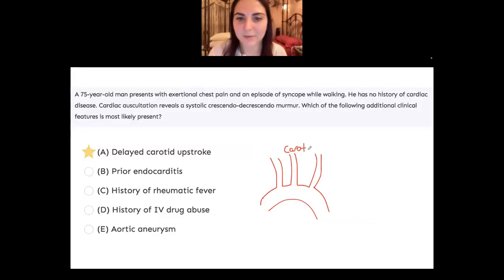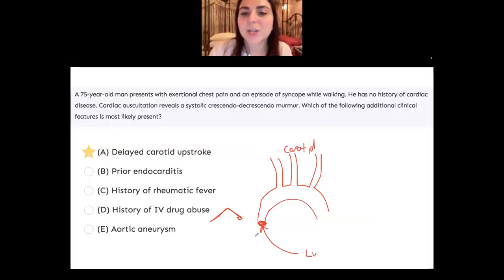So let's just do this one as carotid. So this is your carotid. It's one of the branches of the aorta. Here is your aortic valve down here, and it's stenotic. So blood's trying to come through here, but it takes a little bit longer to push this open. That's what that crescendo decrescendo is. The crescendo part is trying to open that valve, and then eventually it does, and that's your decrescendo.